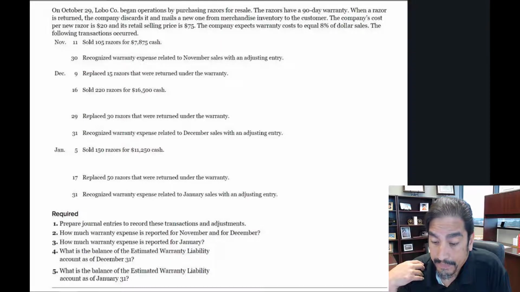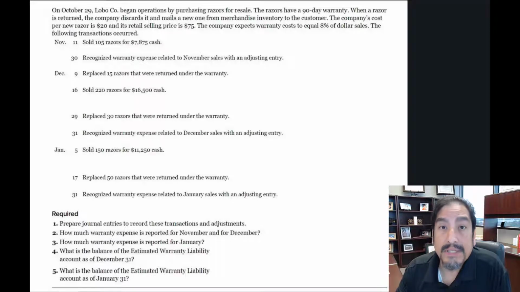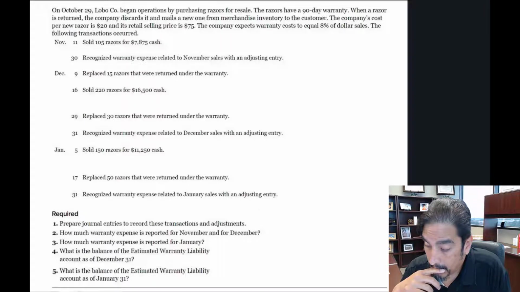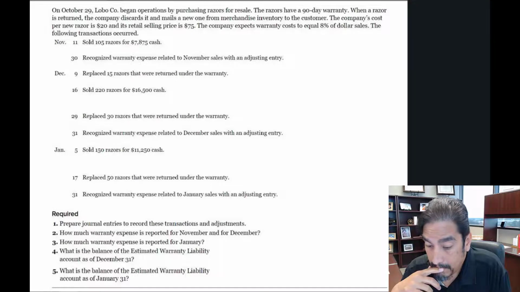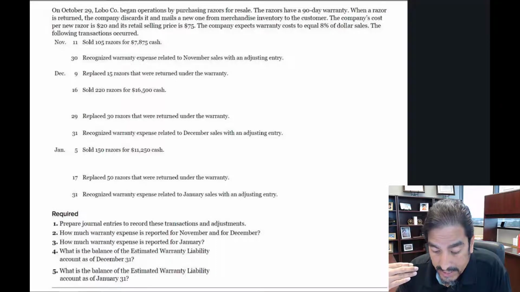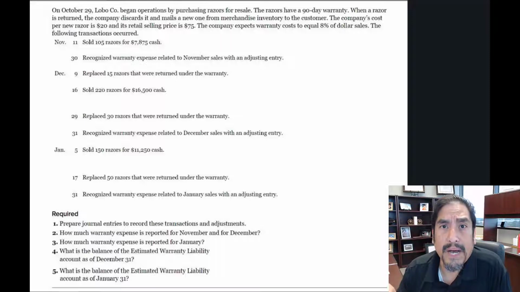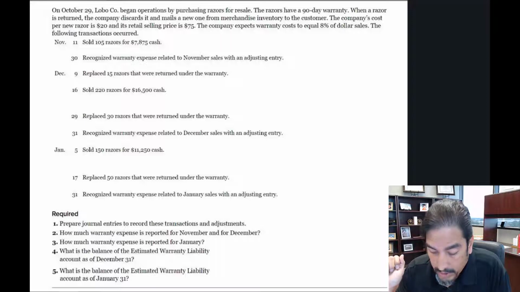We pay $20 per razor, and we sell them for $75 per razor. We expect our warranty cost to be 8% of our razor sales. And then we've got all these transactions. I spread them out because I'm going to try and write the journal entries by all of the transactions. So we've got all of these transactions in November, December, and January. And we are told to write the journal entries.